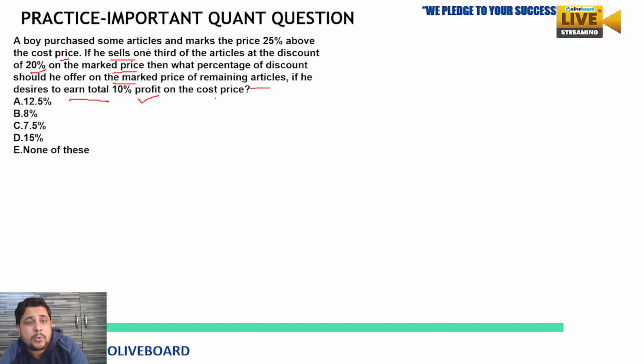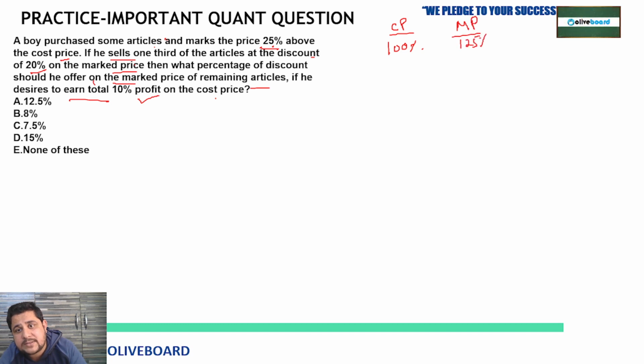So see, a boy purchased some articles and marks the price 25% above. So it is based on selling price and cost price. The number of articles is not given, but just read the data carefully. Some articles, and marks the price 25% above the cost price. So if CP is 100%, then the marked price will be 25% more, means 125%.